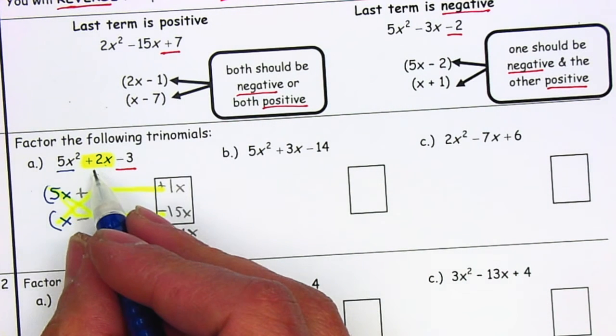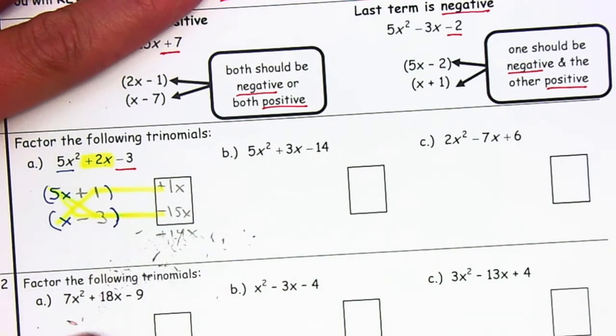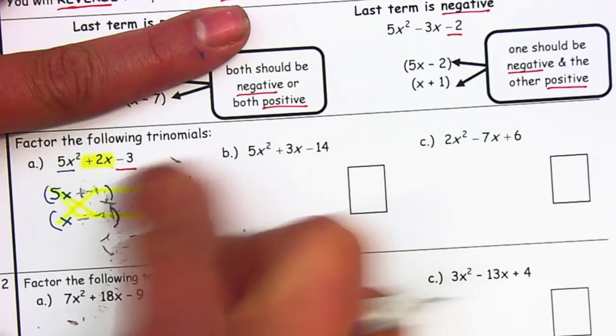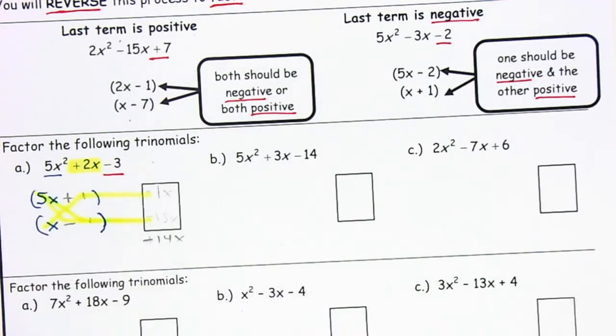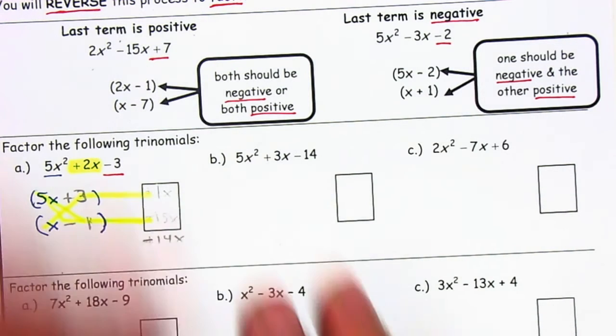So in this case, do I end up with a positive 2? No. So let's go and erase it. And I'm going to switch my 3 and my 1. So it'll be my 3 on top and my 1 on the bottom. And let's multiply once again.